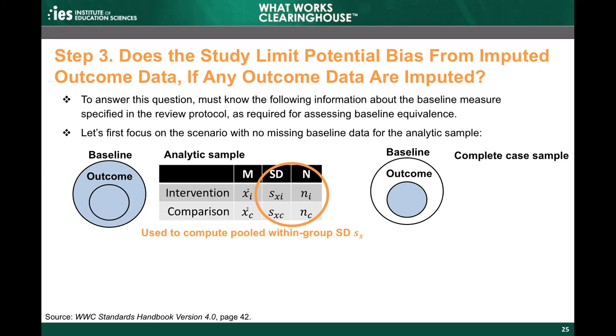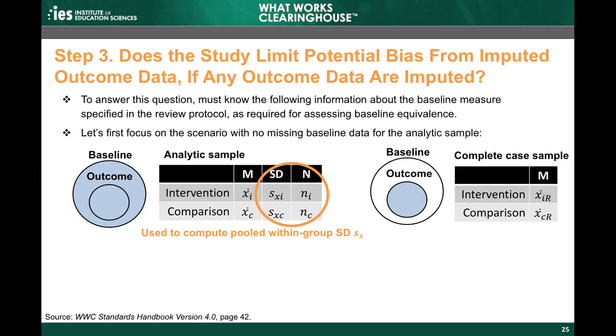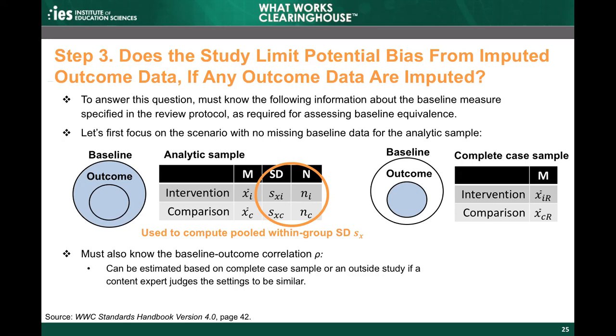And then we need to know the following information about the complete case sample. That is the participants that have observed outcome data and observed baseline data. We need to know the baseline means for this sample separately by condition. In addition, we also must know the baseline outcome correlation. This can be estimated based on a complete case sample, or also an outside study if a content expert judges the settings to be similar. But very importantly, this correlation must not be estimated using imputed data. It has to be based on observed data for both observed baseline and observed outcome data.